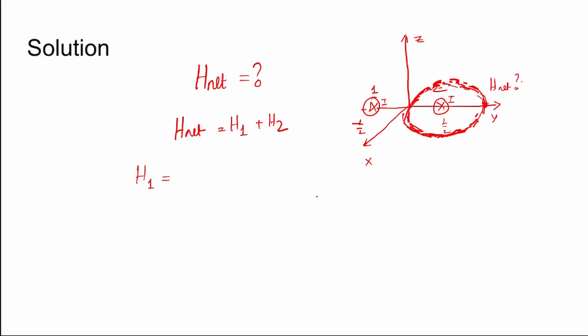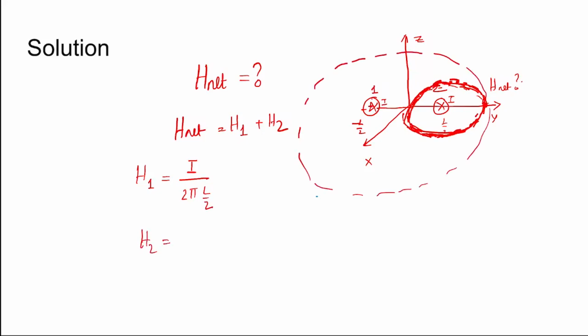So having L by 2 as a center, if you take the enclosure, so at this point you need H net, which is nothing but I enclosed, divided by the circumference. So in the line integral H was constant, and the integral over the line gives the perimeter. So the circumference is 2 pi L by 2. So that is for H1, and this is H2.